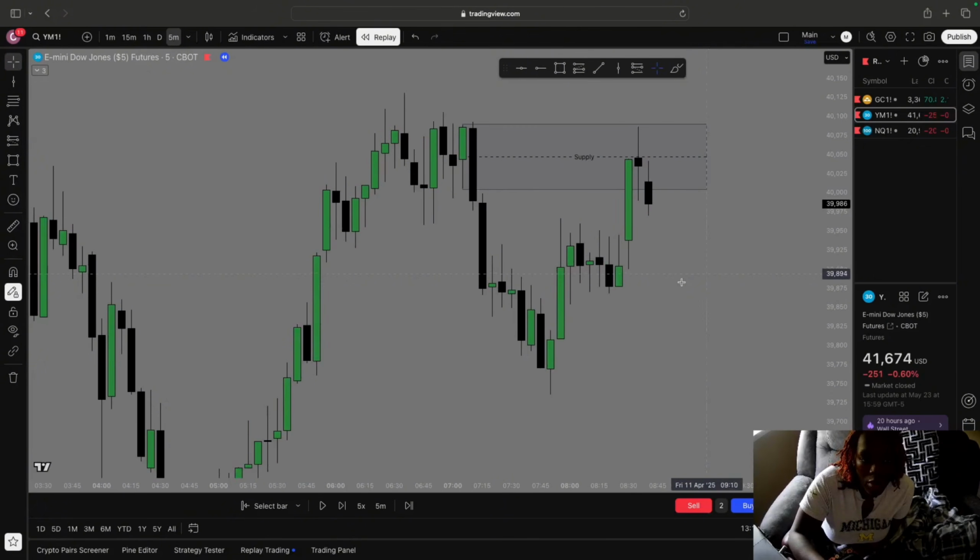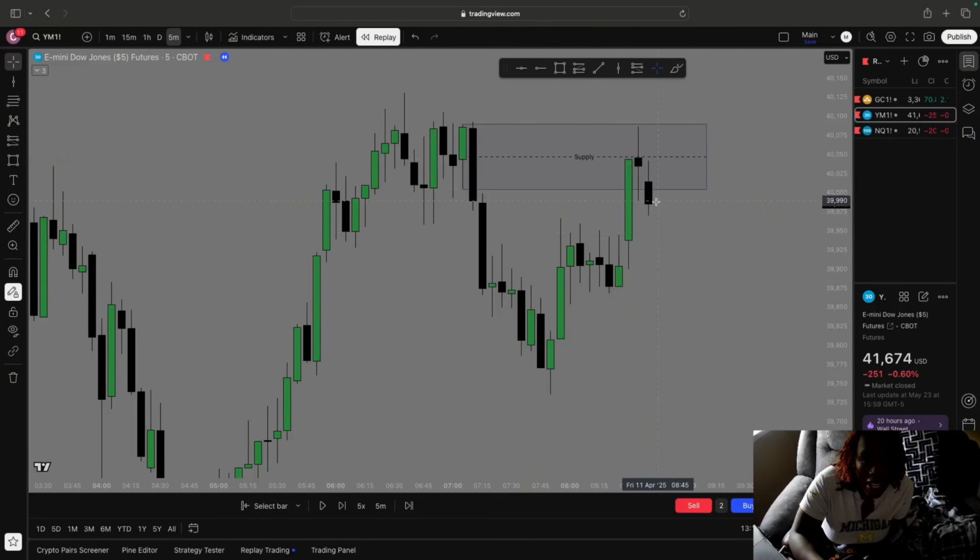Went a little too fast, but oh well. So we tapped into the zone here, and boom, we tapped again. You can see these wicks here. Now, as long as the candle's body does not break above or below, depending on what you're looking at, like above this box here, this zone is still valid. All right. The only way it would be invalid is if, say, this candle here closed above this with its body.